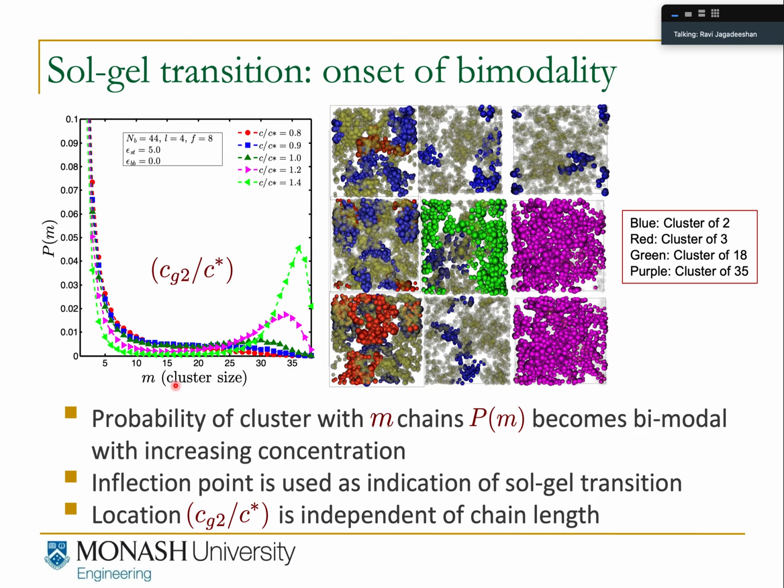Okay. Similarly, we can also look at the probability distribution of chain size clusters, and it's usually recognized that when this becomes bimodal, that implies there's a likelihood of finding some really large clusters with a large number of chains in them, and this is another signature of gelation. And we can also look at this point, and this turns out to be roughly around C over C star of 1 in our simulations.